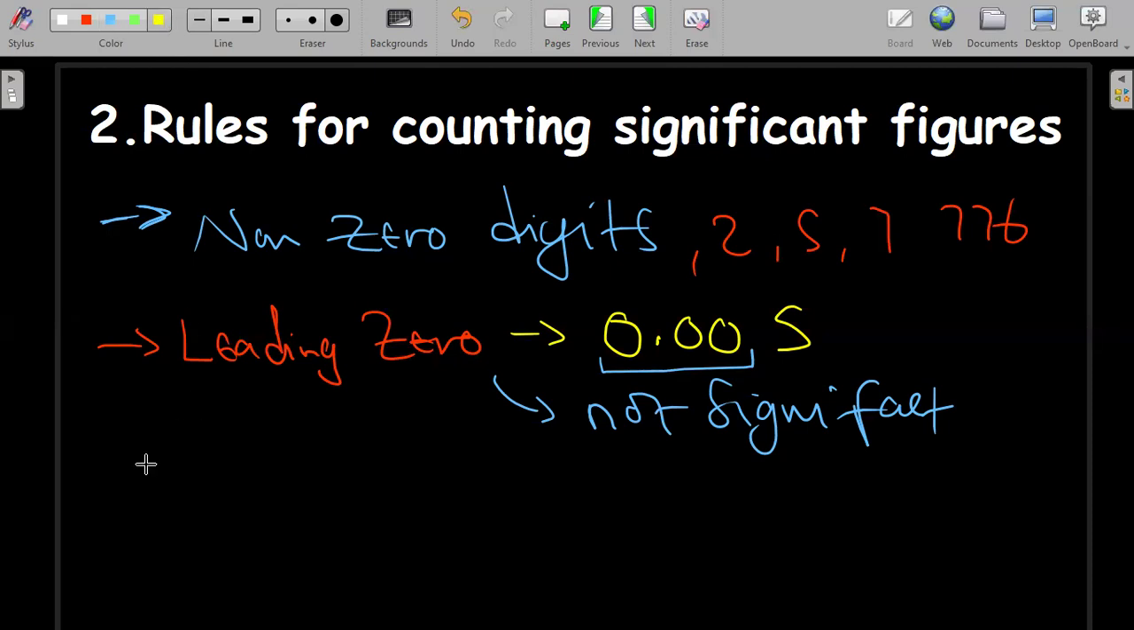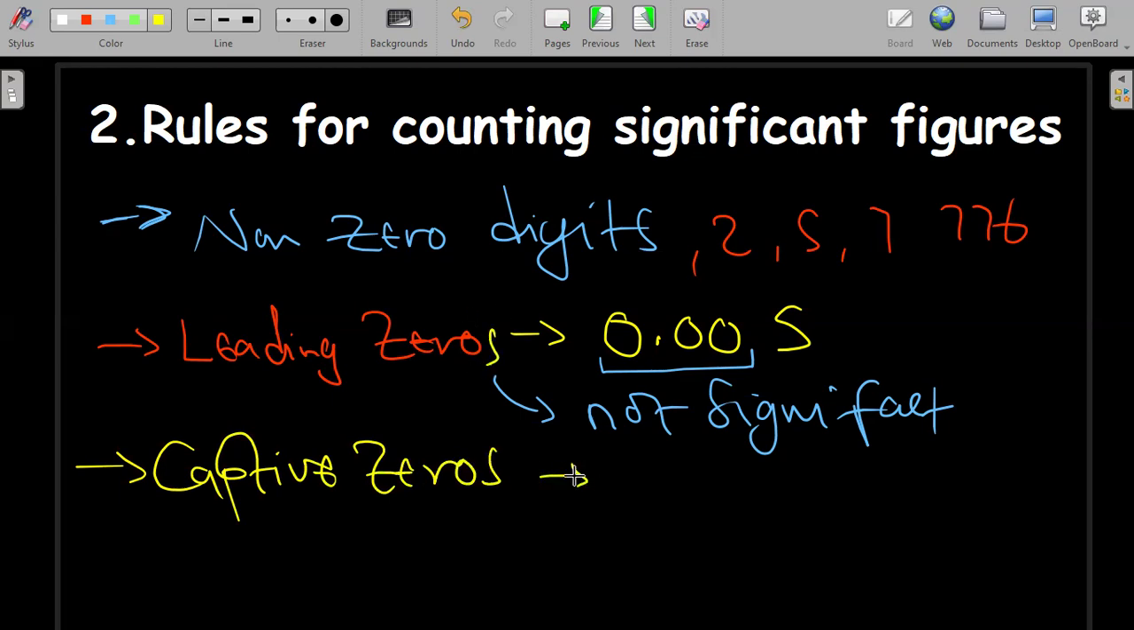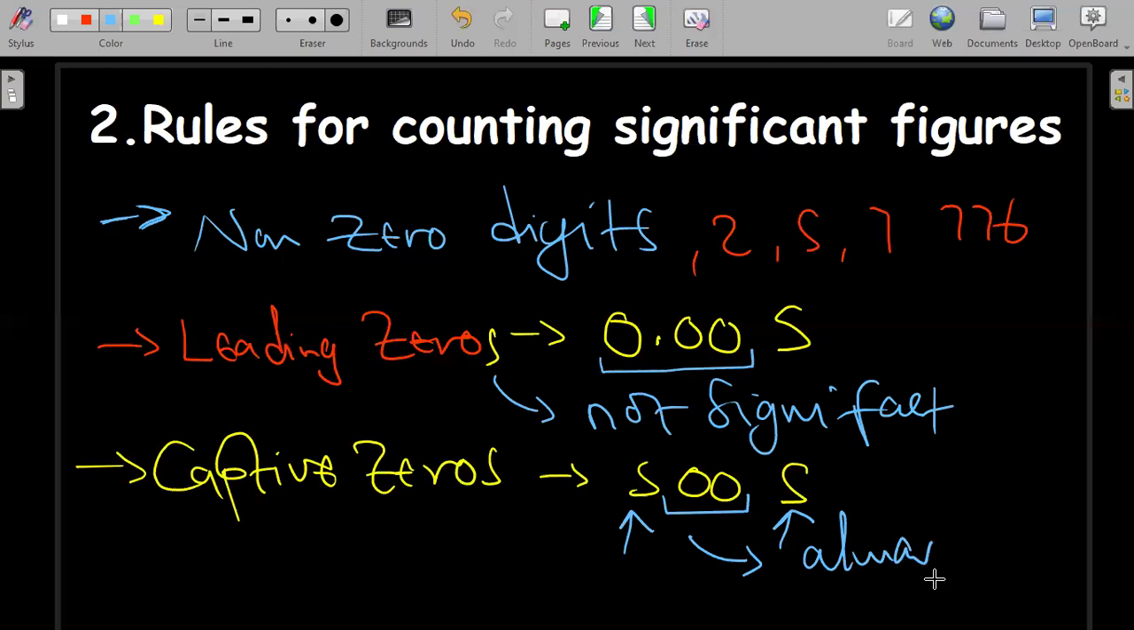All right, and then the other type of zero that we have is what we call captive zeros. These captive zeros are just zeros between two non-zero digits. For example, if I write a number like 5005, you see that these two zeros are between this 5 and that 5. It means that these two zeros are captive. They're in between two non-zero digits. So what's the rule concerning such zeros? They are always significant. Whenever you see captive zeros, just know that those zeros are significant, as long as they are in between two non-zero digits.